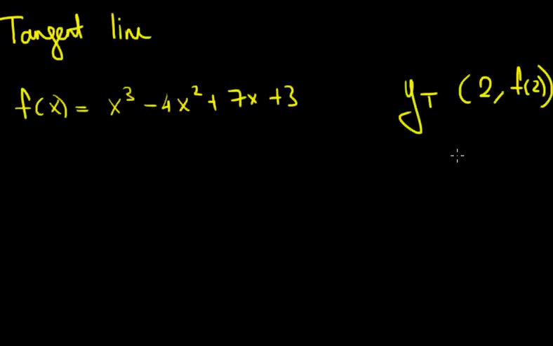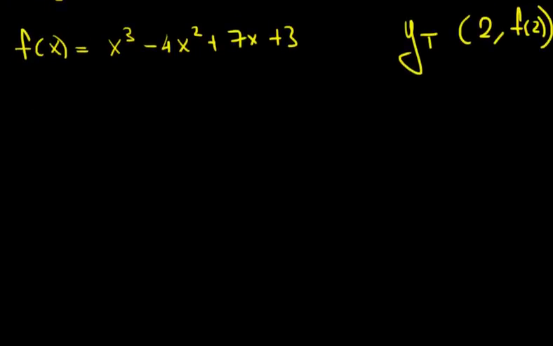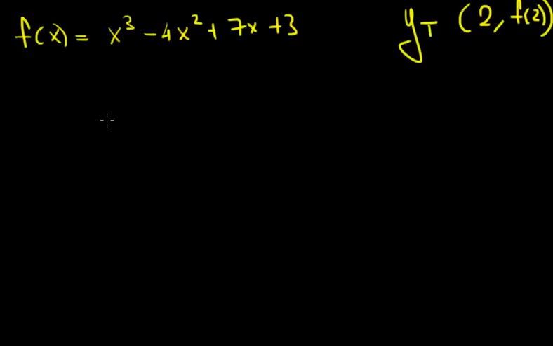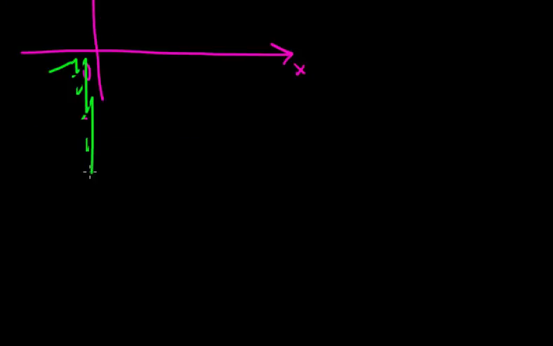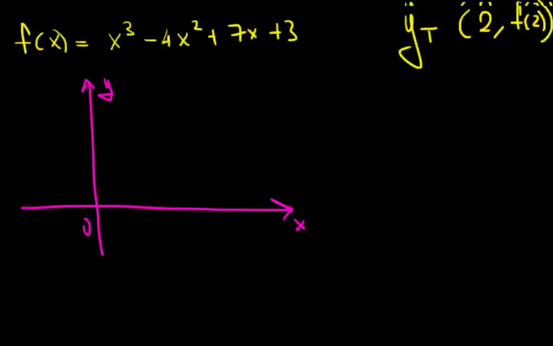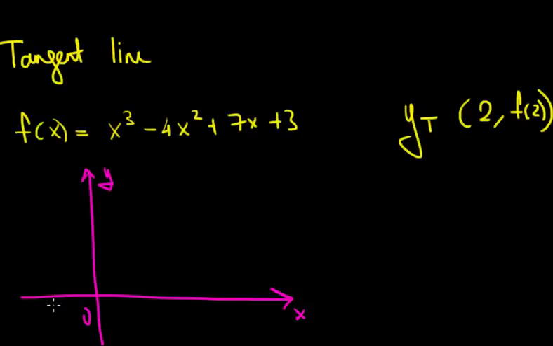Okay, let's do it on a graph. Let's draw the xy axis. Let's say it would look something like that. X and y and 0. And let's say the function itself would look something like this. And we want the tangent line at the value of x equals 2. So for instance, x takes the value of 2 over here.